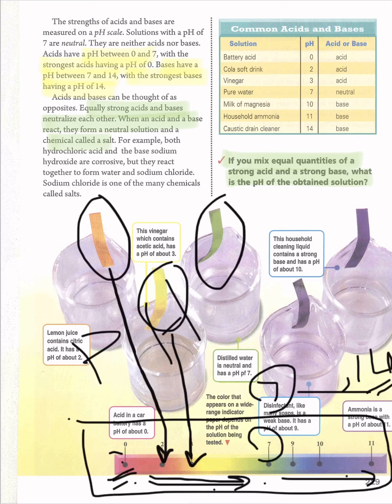And here, when equally strong acids and bases neutralize each other, when you have a strong acid with a strong base, what will happen? They neutralize each other and produce a chemical compound. You call it a salt, like what? Like hydrochloric acid mixed with sodium hydroxide. Both are strong. When they mix, they produce a salt, NaCl. Here you have a question, and this question is your homework.